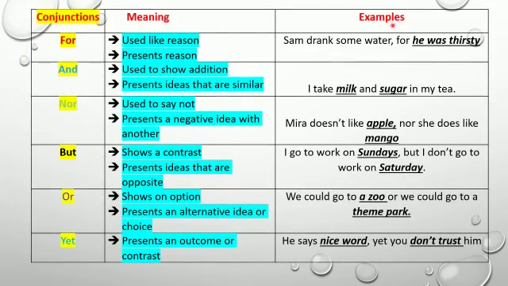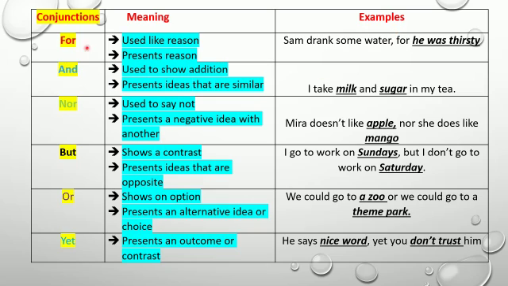Conjunctions, meaning and examples. Where these words are used, let us see that. For is used to present a reason. Sam drank some water, for he was thirsty. Why did Sam drink water? Because he was thirsty. Because here is giving the reason. That's why we are using for here.